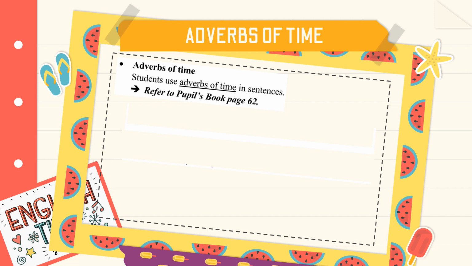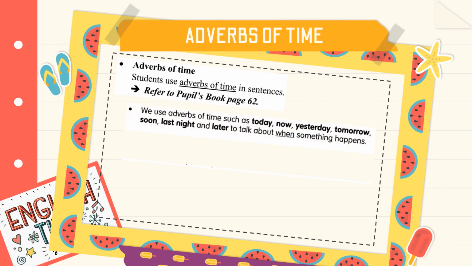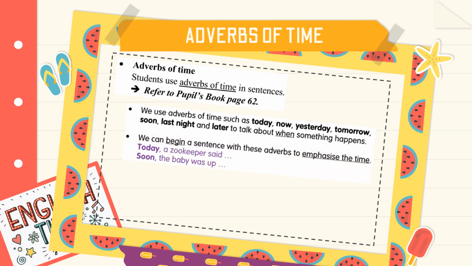5. The second stop in Unit 9 is adverbs of time. Here, you need to use adverbs of time in sentences correctly. Yes, you can check your pupil's book, page 62. What does it say? We use adverbs of time such as today, now, yesterday, tomorrow, soon, last night, and later to talk about when something happens, okay? And we can begin a sentence with these adverbs to emphasize the time.